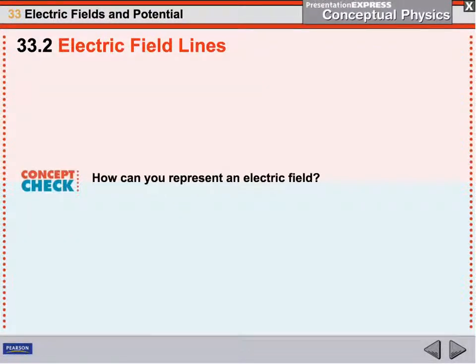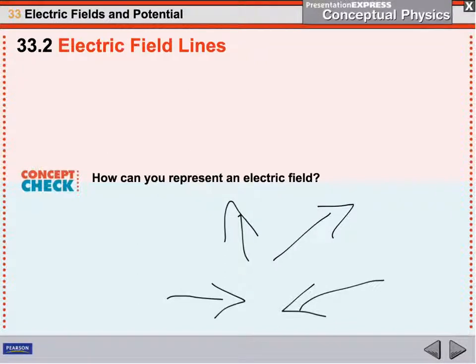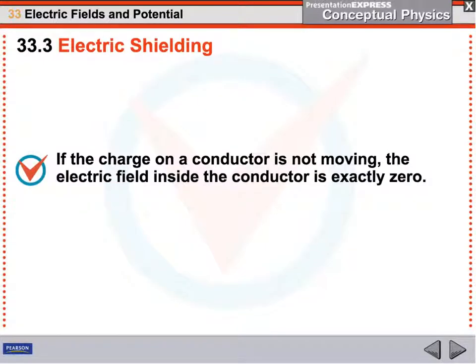How can you represent an electric field? You can use lines or outward and inward vectors. If the charge on a conductor is not moving, the electric field inside the conductor is exactly zero. Big topic.